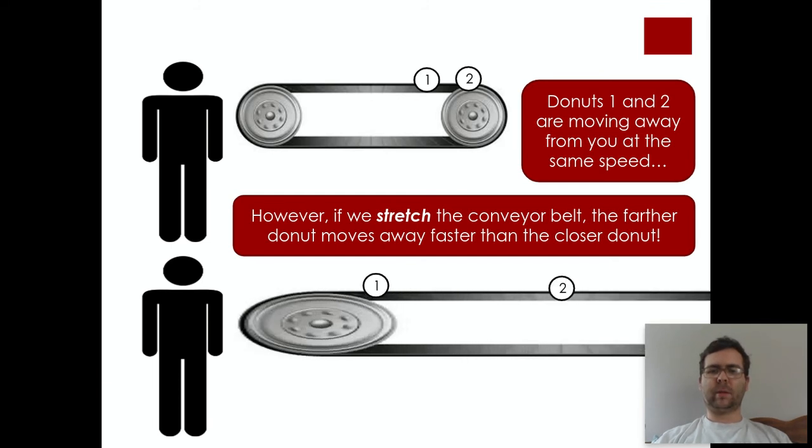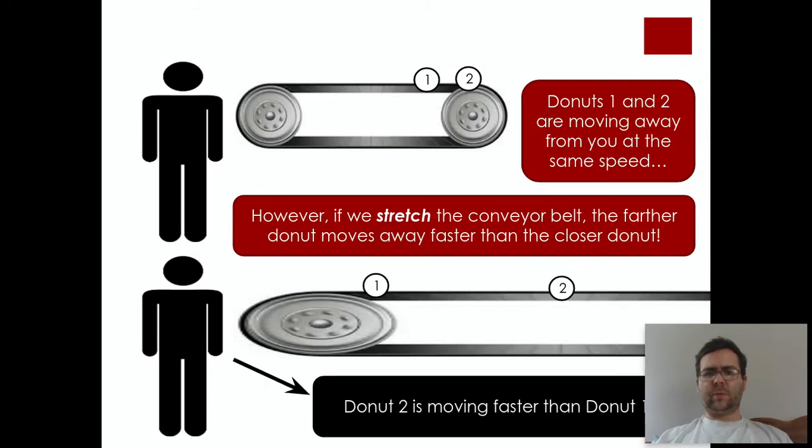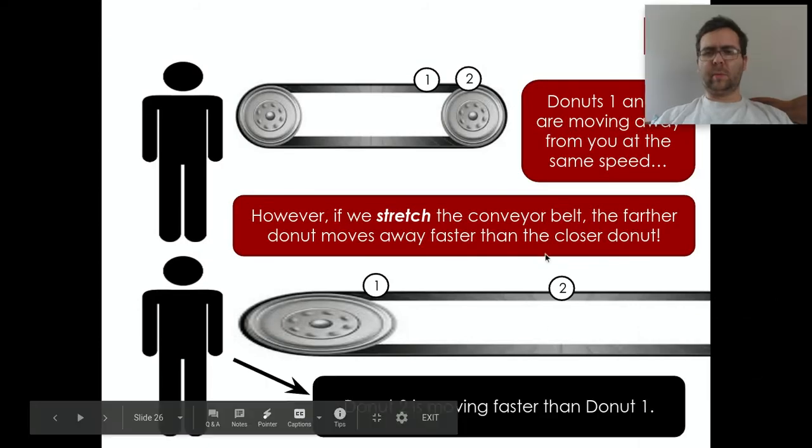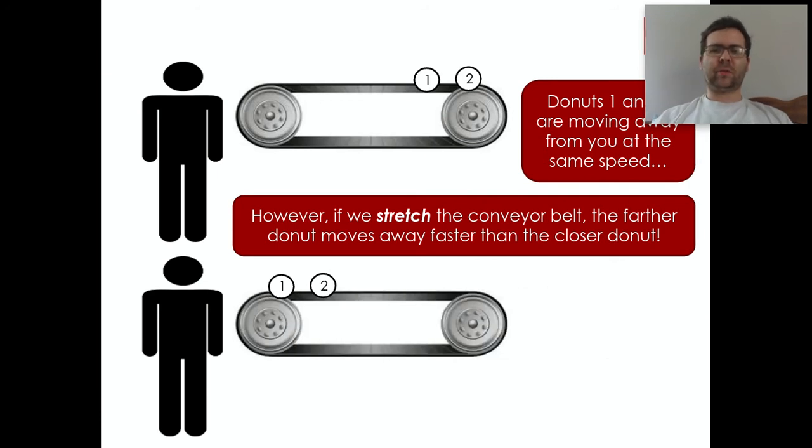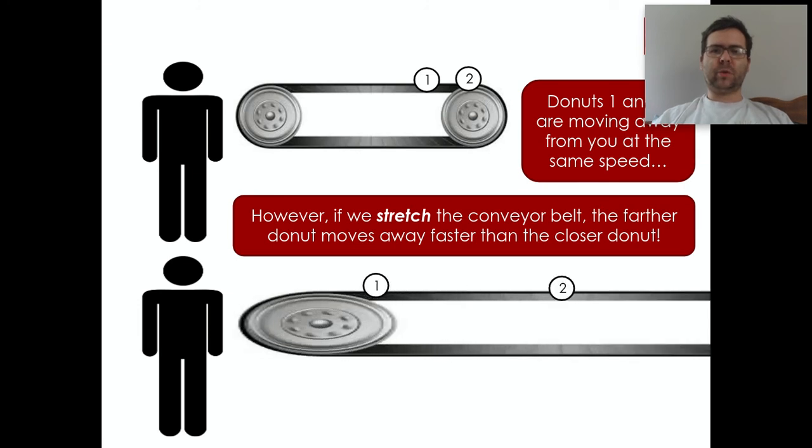Okay, do you notice something? One, it's a very pixelated image and low quality animation here. But two, you should notice that both donuts moved away from you. Which one moved away faster? If you look closely, donut two must be moving faster than donut one. In order for it to be all the way over here, donut two had to be moving faster than donut one. They both started out next to you. Let's do it one more time. Okay, so as I stretch out the conveyor belt, donut two is moving faster than donut one.